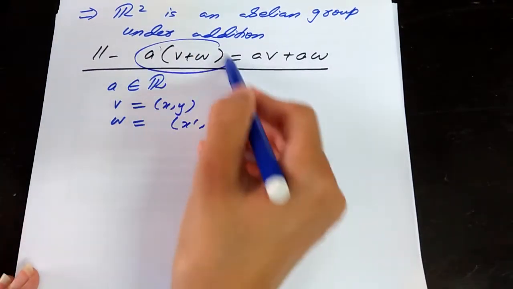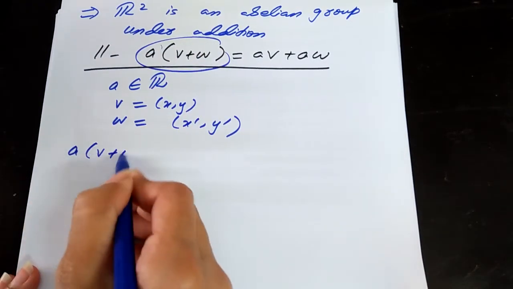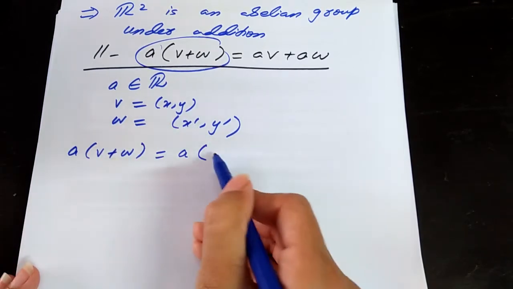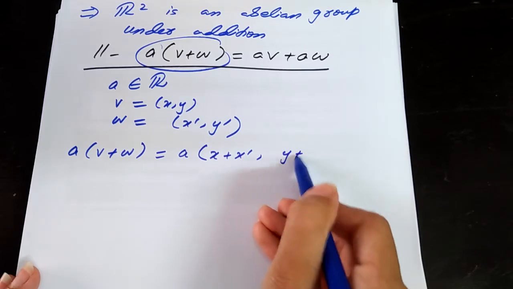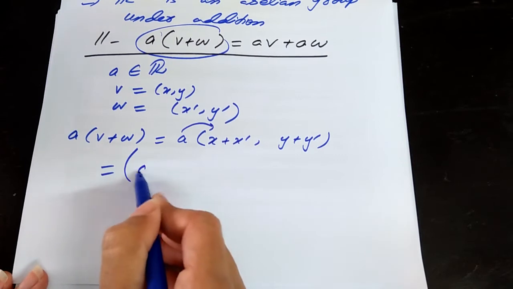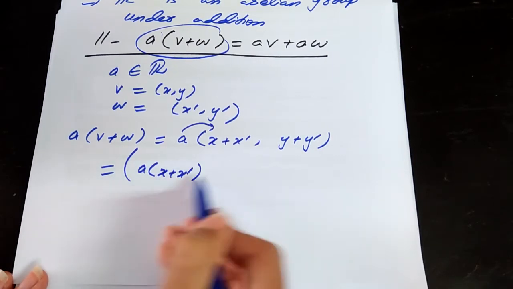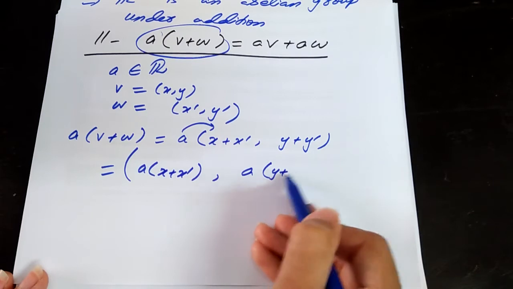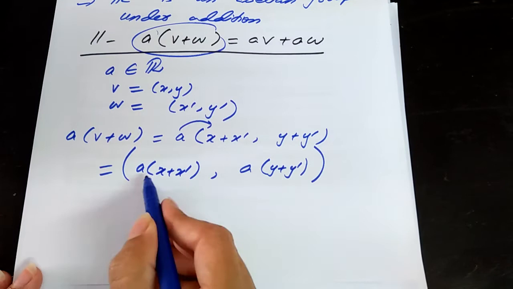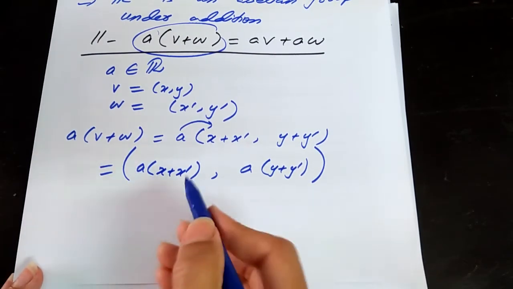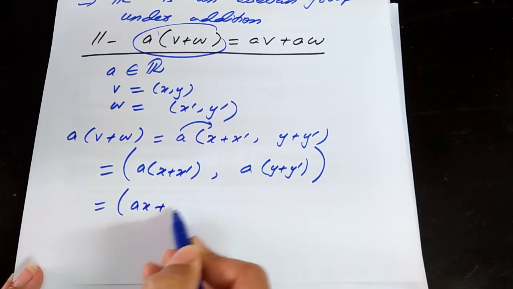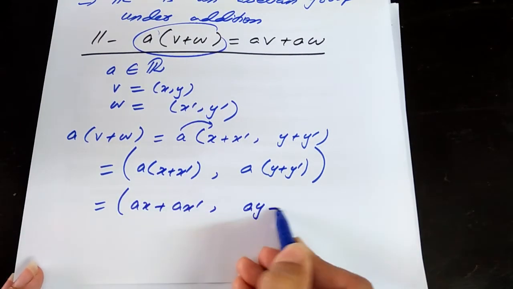Now take the left hand side, a times (v plus w). What will be v plus w? (x plus x prime, y plus y prime). This will be equals to, now multiply a inside: (a times (x plus x prime), a times (y plus y prime)), and the ordered pair closes. Which property do you use here to open it? The left distributive law. Now use the left distributive law and multiply it inside like this.